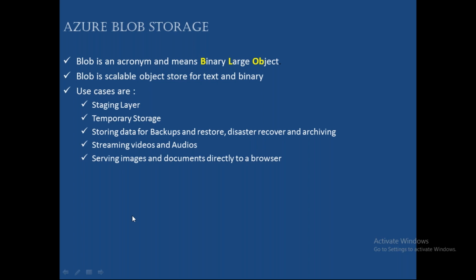Next, you want to stream your videos and audios live. For that you can stream these videos and audios from the blob storage. Next, you can serve images and documents directly to a browser. Suppose you uploaded some documents and images into your blob storage, and your friend requested an image. You can share the URL, and when your friend hits that URL, they can download that image directly from the browser. So for all these use cases, you can use blob storage.